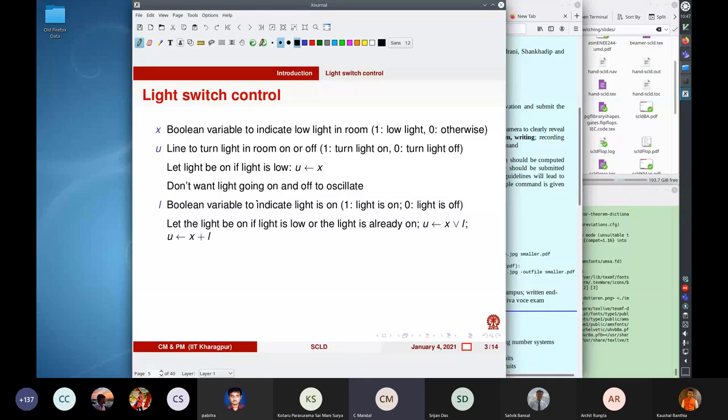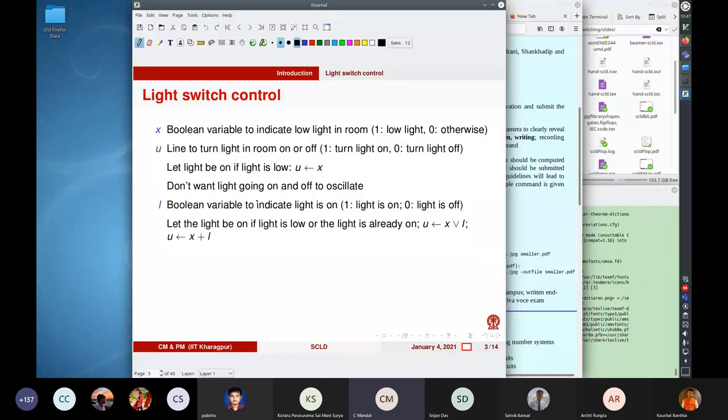So suppose we have some other variable to show that the light is on. I mean, this is a slightly make-believe example. You might raise questions. I'm just saying that let us say that we have another. You could relate L to U, but I'm just saying that let us say that we have a separate Boolean variable L, which specifically indicates that the light is on.